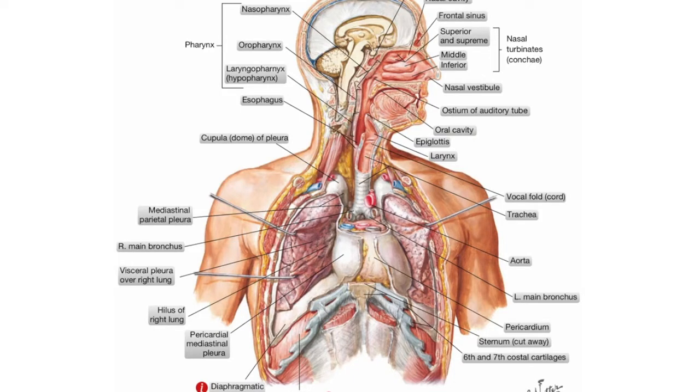Now, the chest is well protected with a bony rib cage, which will include 12 pairs of ribs anchored in the midline by the spine and anteriorly by your sternum. Your sternum would have three main components, right? Your manubrium, the sternum, and the xiphoid. Now, other bony components would be your scapula and your clavicle.